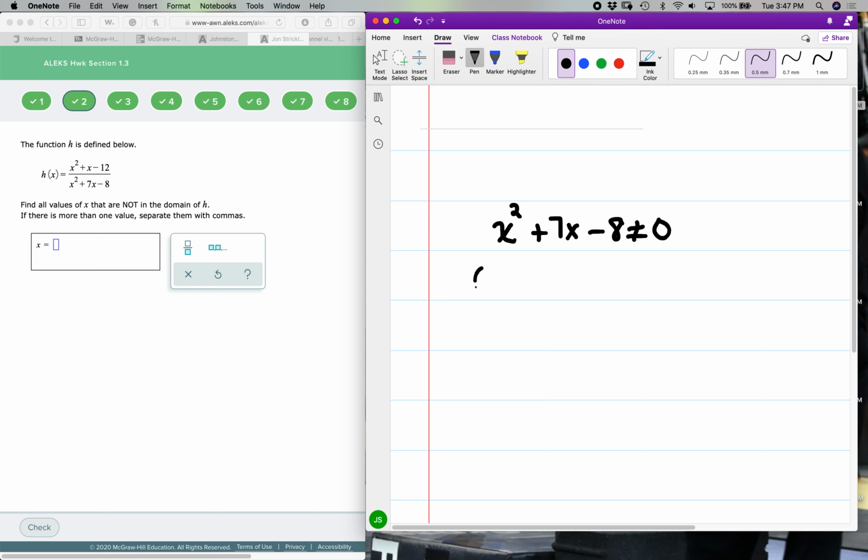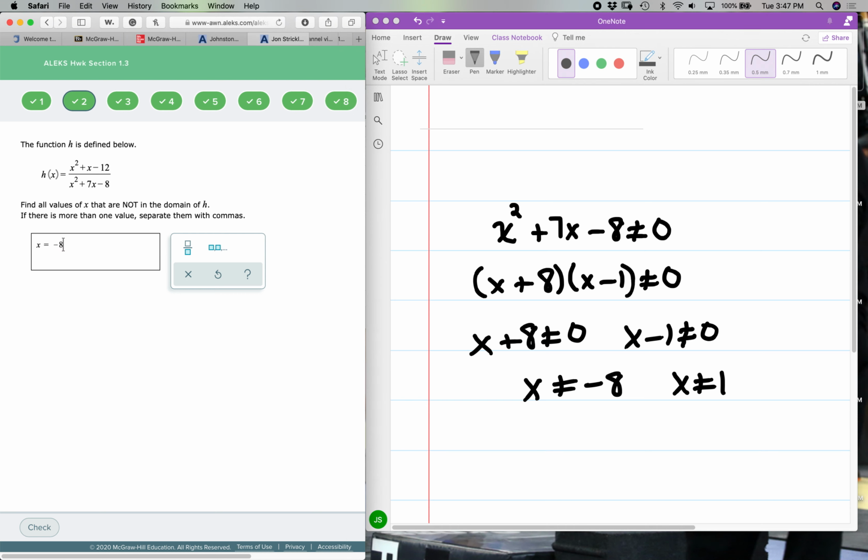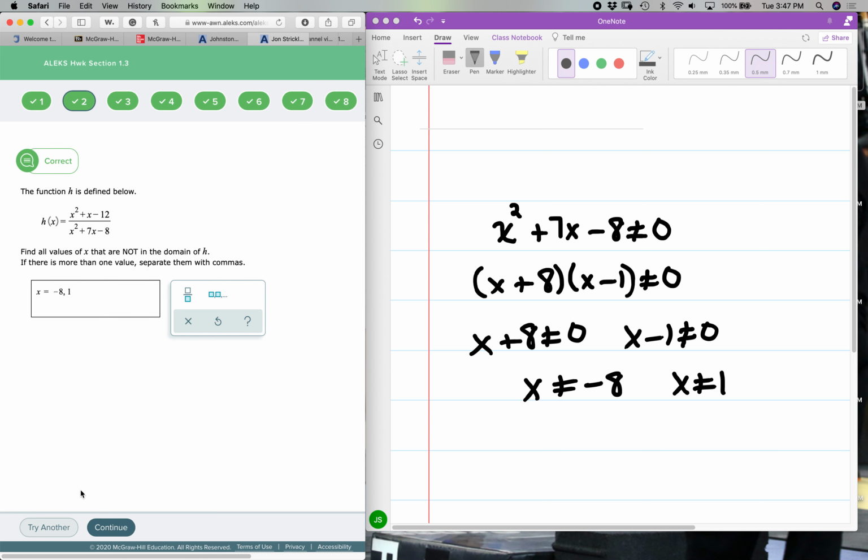For x squared plus 7x minus 8, if I look at factoring, we have x plus 8 and x minus 1 as the factors. If x squared plus 7x minus 8 cannot be 0, then neither factor can be equal to 0. So for the values of x that are not allowed, if x plus 8 cannot be 0, x cannot be -8. If x minus 1 cannot be 0, x cannot be 1. So our exclusions are -8 and 1, and checking, that result is correct.